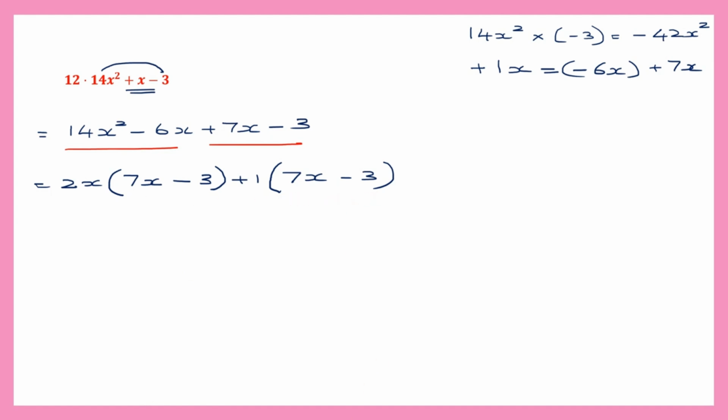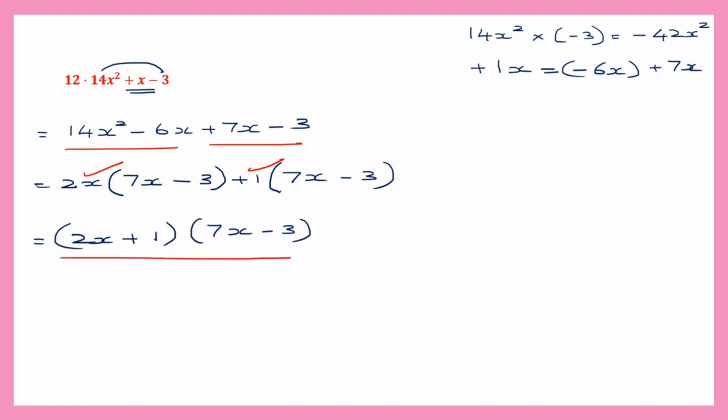So here let me take this term and put them together. So that becomes 2x plus 1. And here what do I have? 7x minus 3. So I've got my factors 2x plus 1 and 7x minus 3.